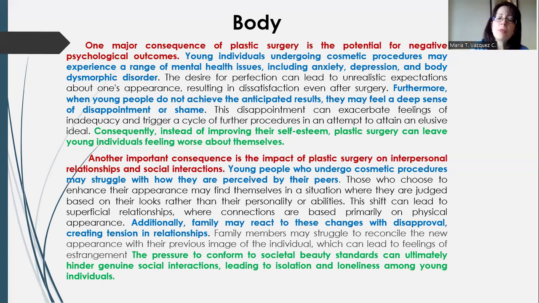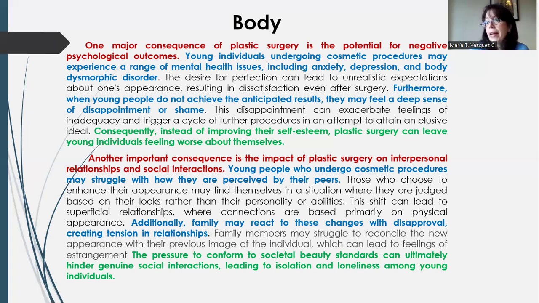Then you have 2 supporting ideas to develop these psychological effects, negative ones. The first one is, young individuals undergoing cosmetic procedures may experience a range of mental health issues, including anxiety, depression, and body dysmorphic disorder. The desire for perfection can lead to unrealistic expectations about one's appearance, resulting in dissatisfaction. And this is the detail of that idea.